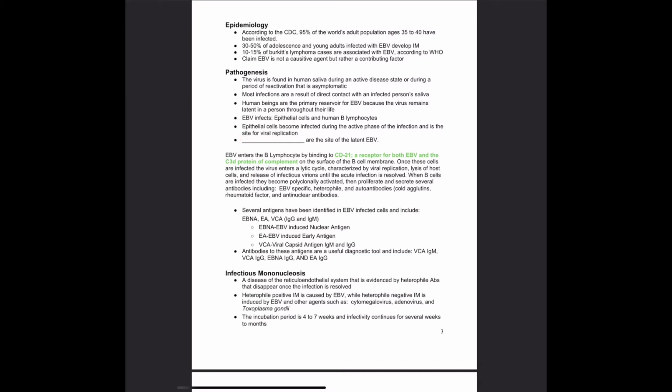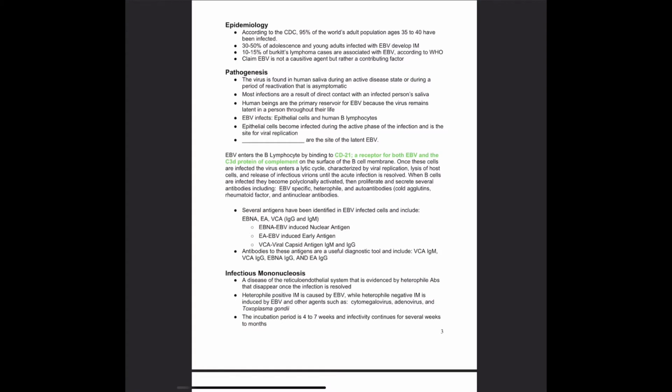EBV enters the B lymphocyte by binding to CD21, a receptor for both EBV and the C3d protein of complement on the surface of the B cell membrane. Once these cells are infected, the virus enters a lytic cycle characterized by viral replication, lysis of host cells, and release of infectious virions until the active infection is resolved.